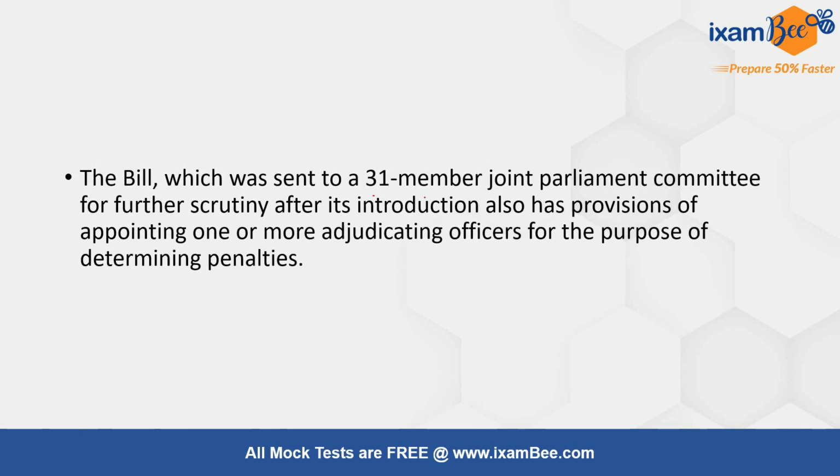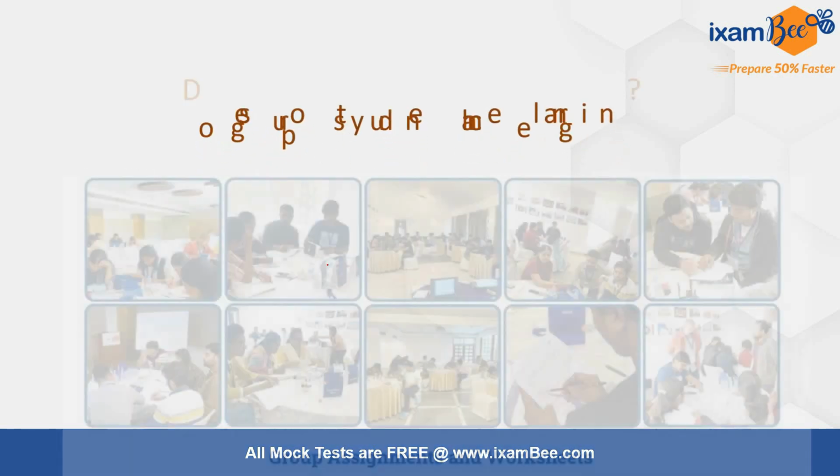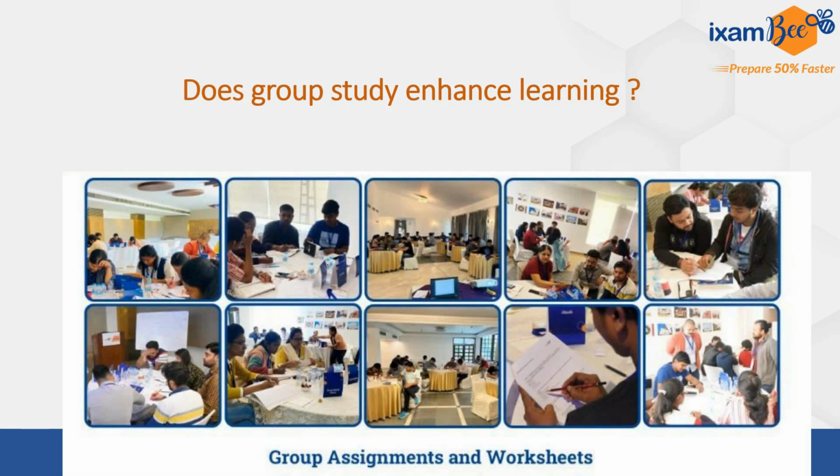Now the bill has been sent to a 31-member Joint Parliament Committee for further scrutiny, because now they will take more opinion of these experts, and it also has provisions for appointing one or more adjudicating officers for the purpose of determining penalties. So the final bill is yet to come into shape, but you need to understand the purpose of it, because ease of doing business is an important discussion point both for objective and the descriptive question.